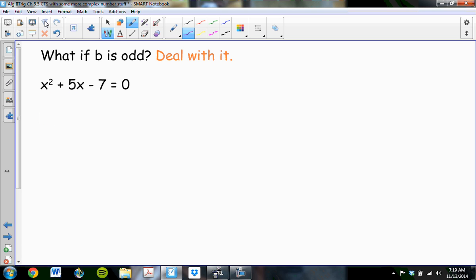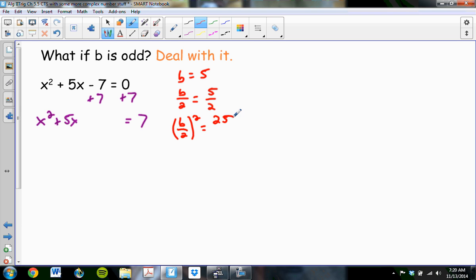Well, the first thing that we do is we move this c value to the other side. So I add a 7 to both sides, and I get x squared plus 5x equals 7. And now my b value is 5, so b over 2, I'm not going to make this a decimal, 2.5. This is actually easier to keep it a fraction. Just trust me on this. b over 2 would be 5 over 2. And b over 2 squared becomes 25 over 4. So I squared the 5, and I squared the 2. The top and the bottom both got squared. So that 25 over 4 is going to go here and here.